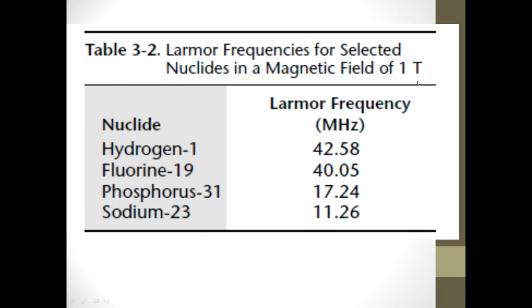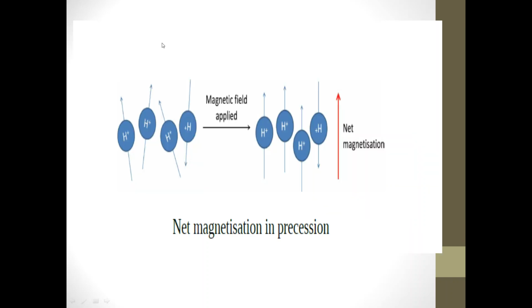If we apply a higher magnetic field, like 1.5 Tesla, the precession frequency will increase to around 62 megahertz. So increasing the external magnetic field increases the precession frequency of atoms. Okay, but because we are concerned with the hydrogen atom, we will image only the hydrogen atoms inside our bodies. So now the protons are in random distribution, as you see.